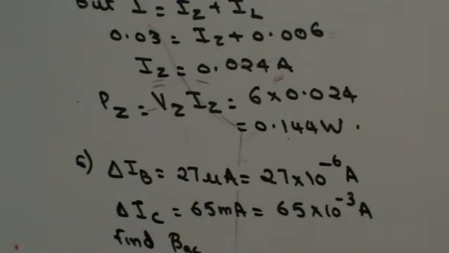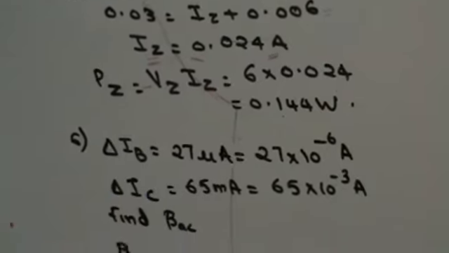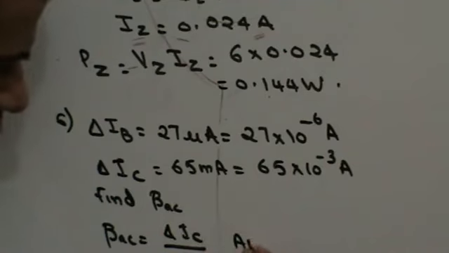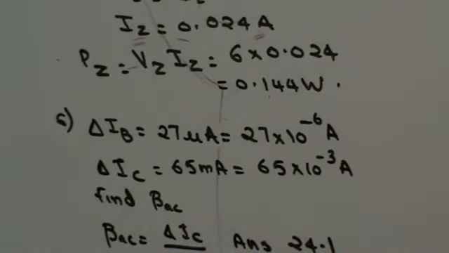Find beta AC. Now I can say that beta AC, that's your amplification factor for the AC current, is nothing but the change in collector current upon the change in base current. The values are given to you, you can substitute and get the answer. The answer for this should be 24.1. Next, take down the next one please.